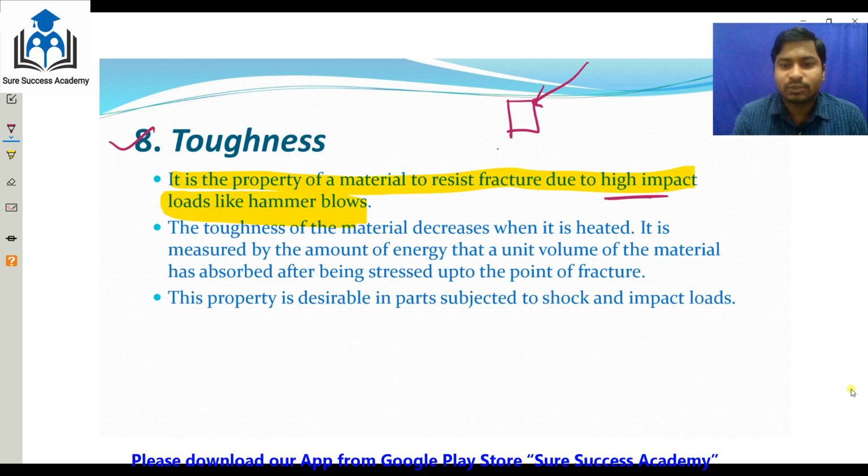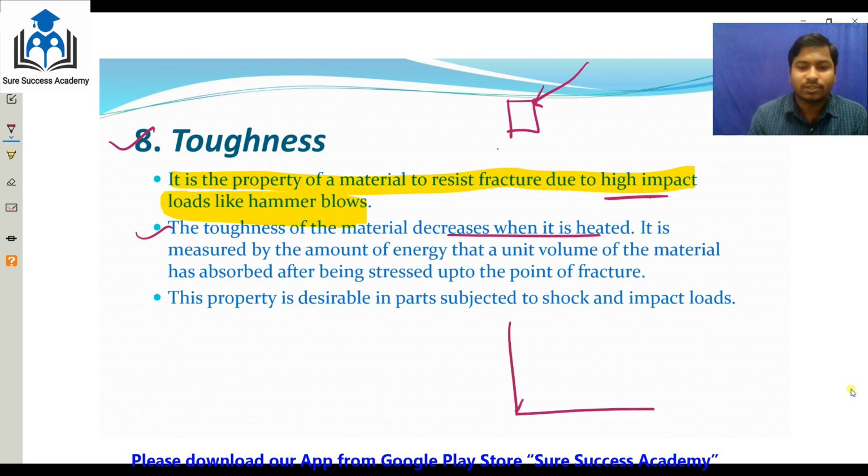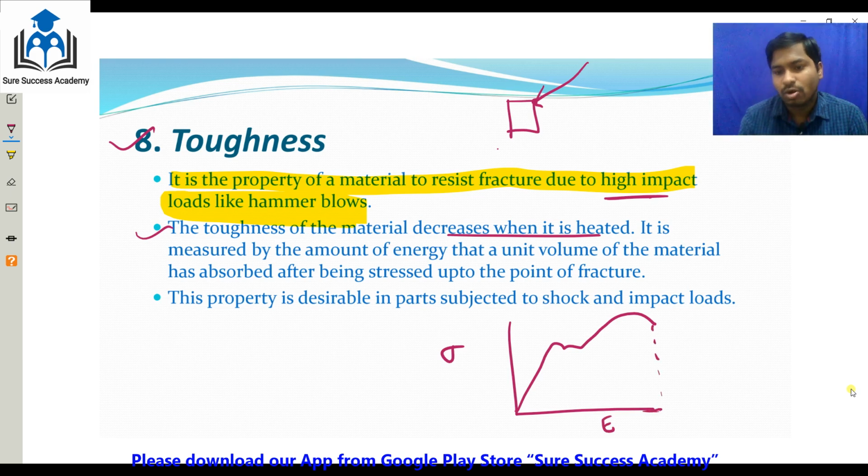Toughness of the material decreases when it is heated. Toughness is the ability of a material to resist fracture due to high impact load. If heated, the toughness will decrease. It measures the amount of energy per unit volume of the material absorbed up to the fracture point. So friends, suppose this is the stress and strain diagram, you are familiar. It is the amount of energy absorbed per unit volume of the material up to the fracture. This is the fracture point. This entire area is called the toughness.